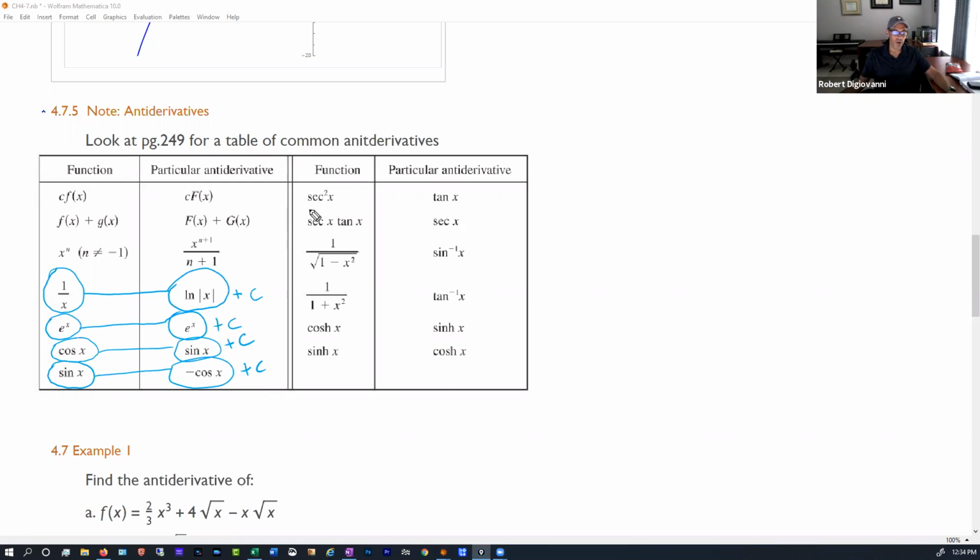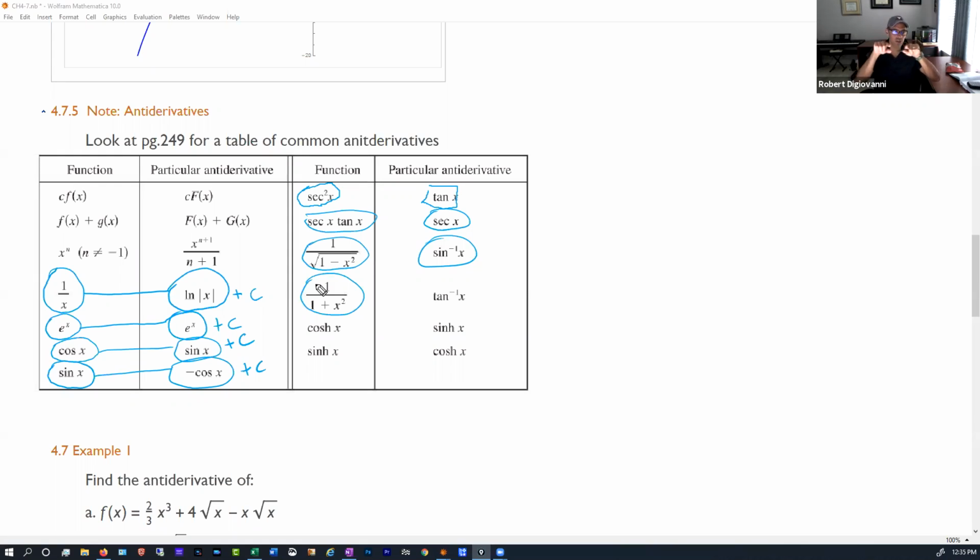You should also know the antiderivative of secant squared, because you know from Cal 1 that the derivative of tangent is secant squared. You should know the antiderivative of secant tangent, because from Cal 1 you know the derivative of secant is secant tangent. And then this one we learned last class, the antiderivative of 1 over the square root of 1 minus x squared is arc sine.